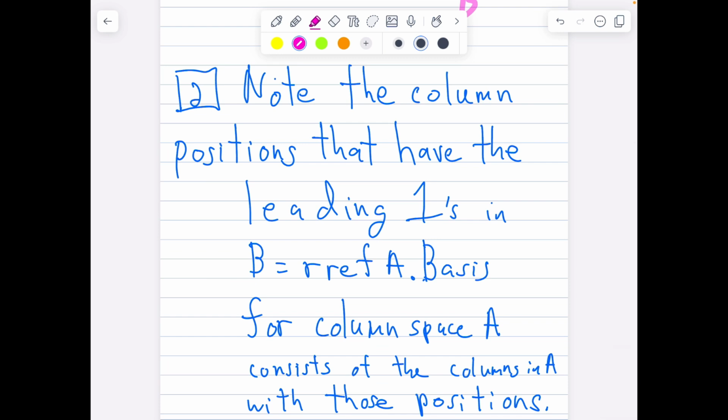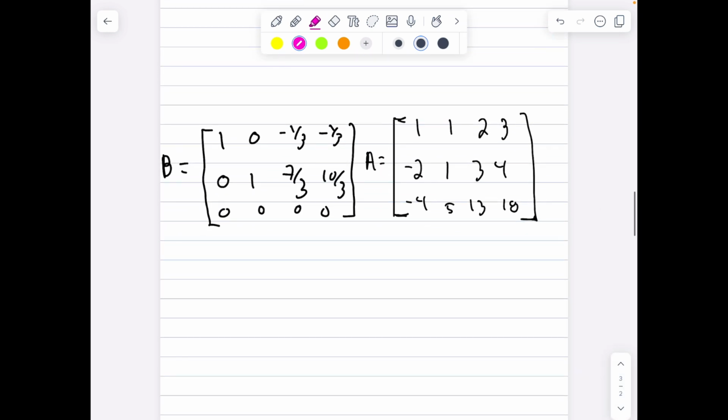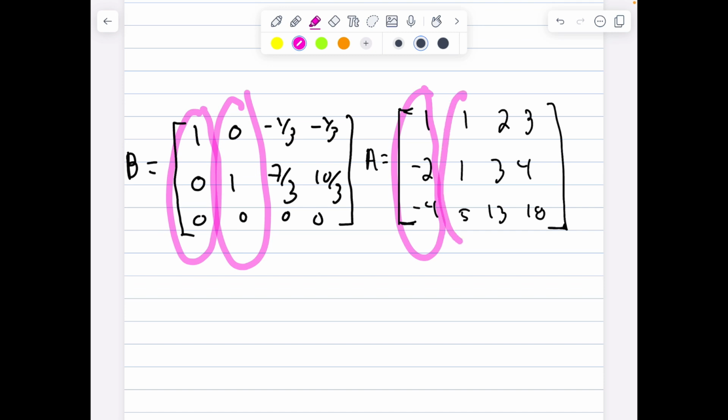So for the column space of A, we're going to do the following. We're going to note the column positions that have the leading ones in matrix B, our REFA. The basis for the column space of A consists of the columns in A with those positions. So what is it that I mean by that? So I wrote B here in A, and let's look at where the leading ones are, or sometimes we call these pivot positions. That's in column 1, column 2. Column 1 in A is here, and column 2 in A is right there.